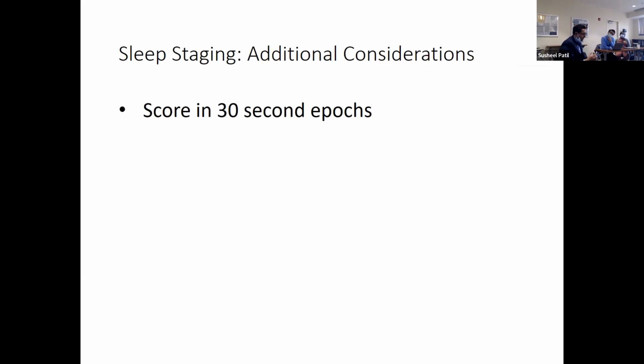All right. So when we're staging sleep, by convention, we score in 30-second epochs. But as Dr. Stroll was hinting at, this is arbitrary. This is convention. It's not that the brain says, hey, I'm in stage 1, so I'm going to stay that way for 30 seconds. The brain is dynamic. It's changing all of the time.